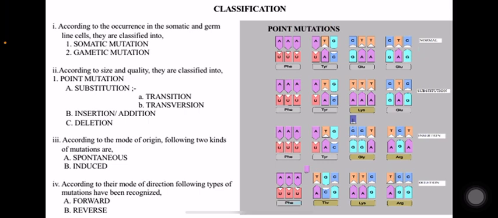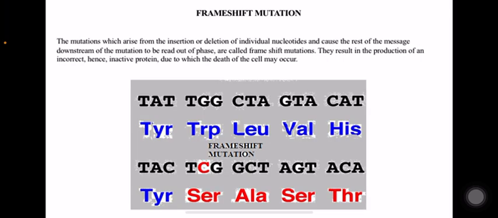The mutation which arises from insertion or deletion of individual nucleotides and causes the rest of the message downstream of the mutation to be read out of phase is called frameshift mutation. That is, if there is a change in one nucleotide, the rest that is read downstream of the mutation is read out of phase, and this is called frameshift mutation. And the result is the production of an incorrect inactive protein that may also result in death of the cell.